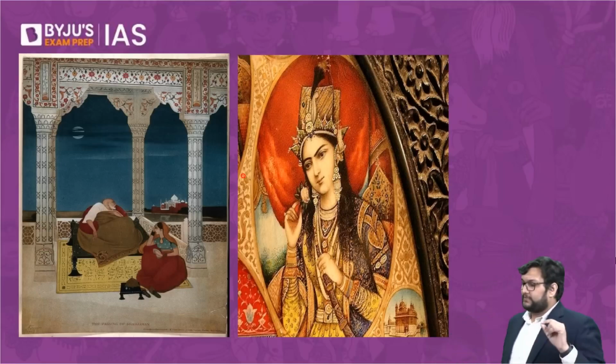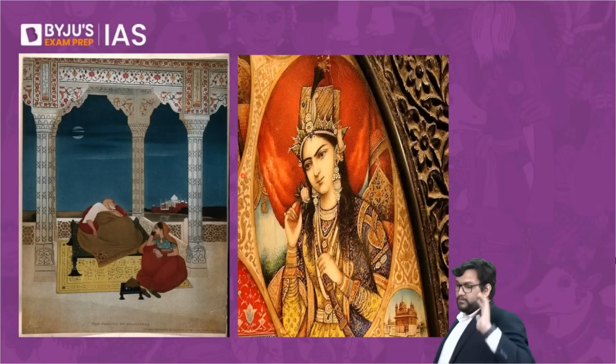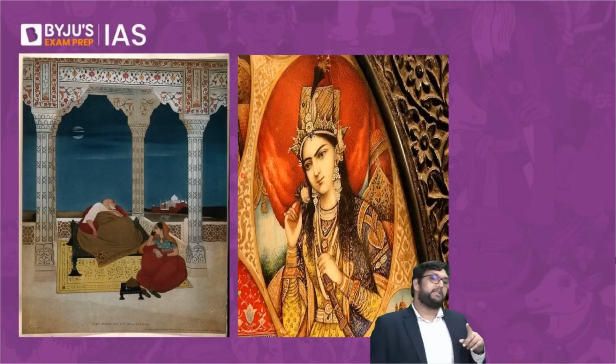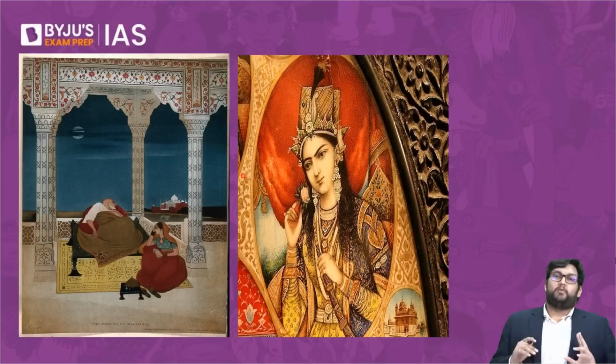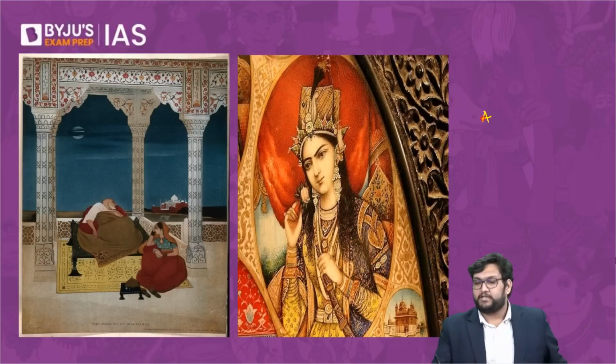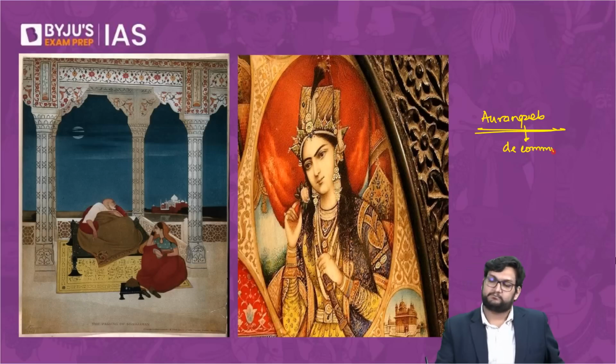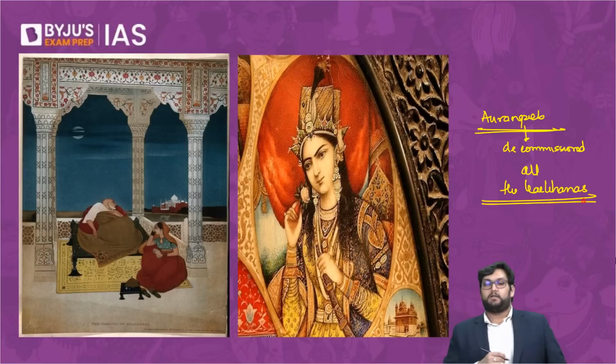This is halo means an aura. This is the image which was made under Aurangzeb. Aurangzeb, obviously, what he did was he decommissioned all these. He decommissioned all the karkhanas. He said that you cannot make it because it is un-Islamic.